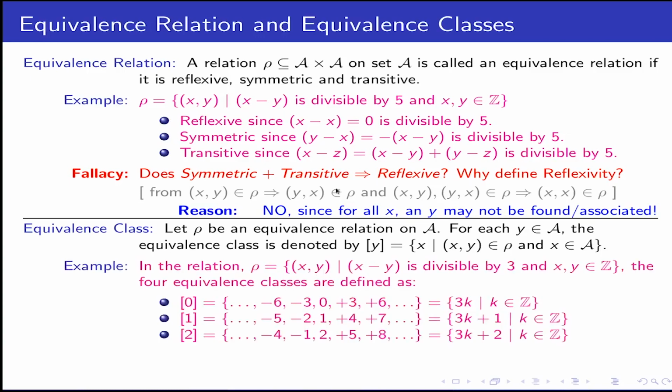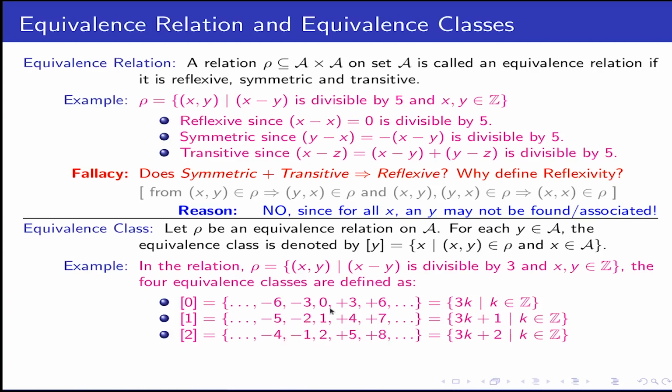Let me give you an example to make it clear. The same example, but for clarity I said divisible by 3 instead of 5. So x and y belong to the set of integers, positive, negative as well as 0. So what are my equivalence classes? 0. Which of the elements are related to 0? 0 itself, minus 3, minus 6 and so on, because these elements give 0 as a remainder when we divide by 3. Then 1 as a remainder, all these elements are of the form 3k plus 1. And 2 as a remainder, all these elements.